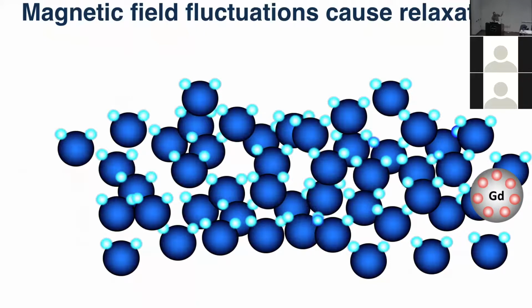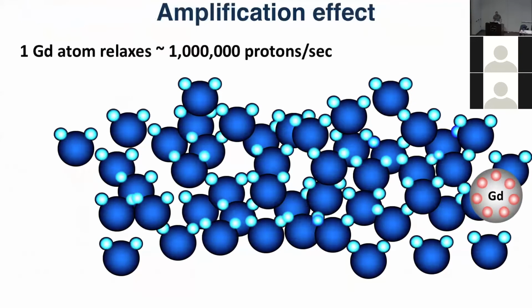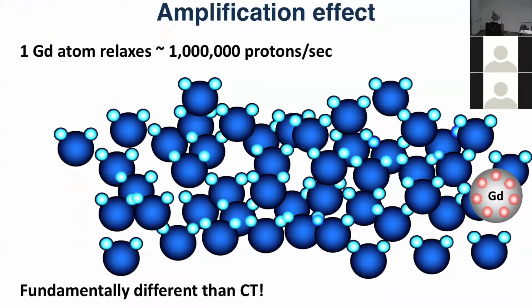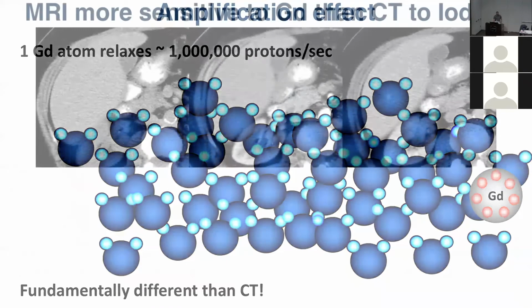One gadolinium affects thousands of protons. And that's an amplification effect. In fact, per second, one gadolinium atom relaxes about 1 million protons per second. So it's a huge amplification. And that's fundamentally different than CT, where one iodine atom blocks one photon. So on CT, we do not have amplification. On MRI, we do have amplification. And that's why MRI is more sensitive to gadolinium than CT is to iodine. So MRI, amplification; CT, no amplification.